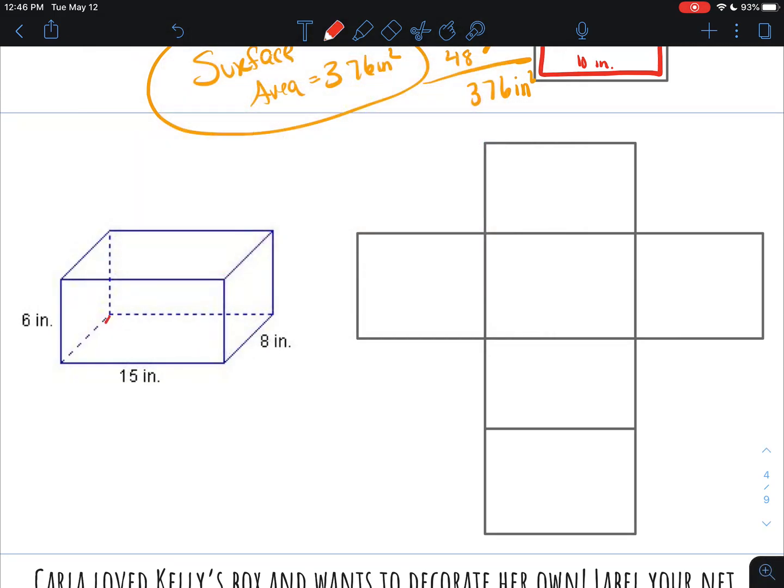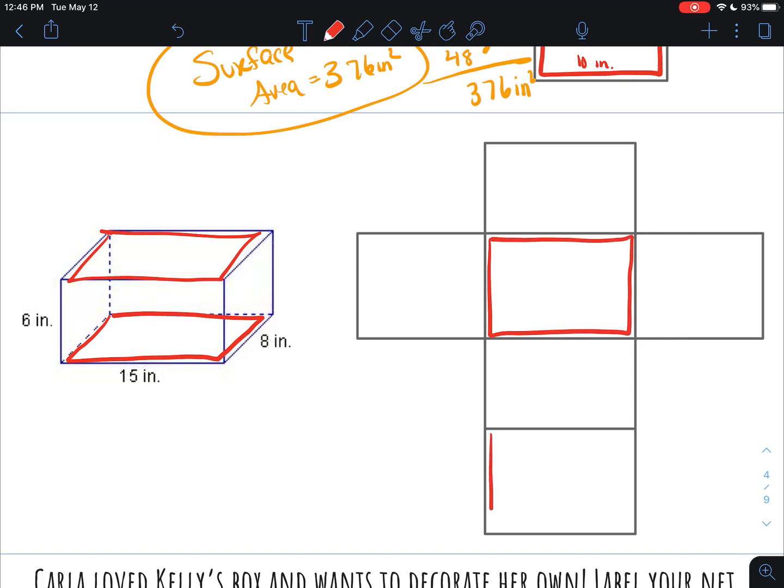So we're going to do the same kind of thing. So let's start with the bottom and the top. So we have the bottom and the top. I always like to think of the bottom as this one right here. And then this is the top. And those are going to be identical.